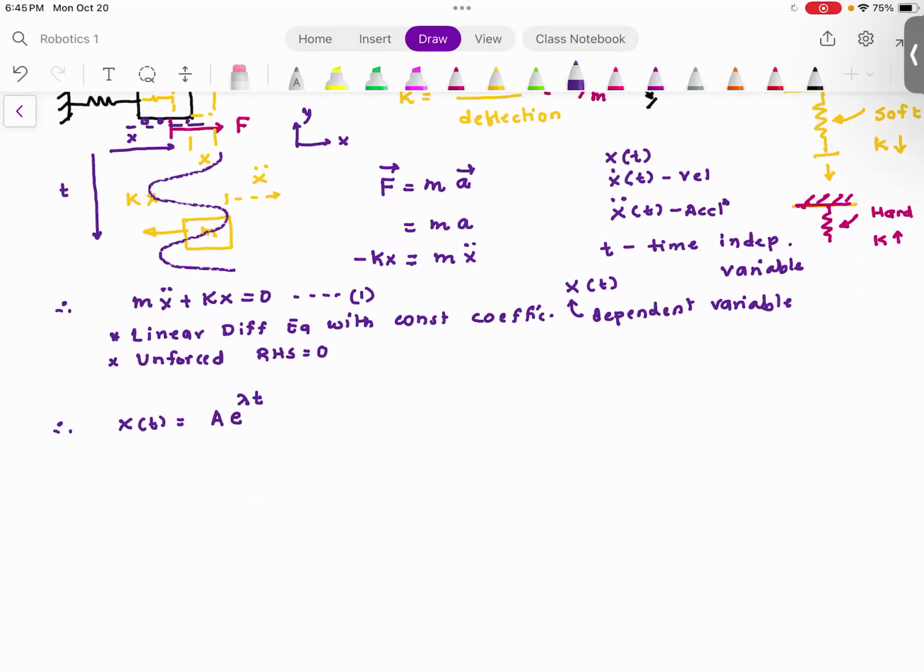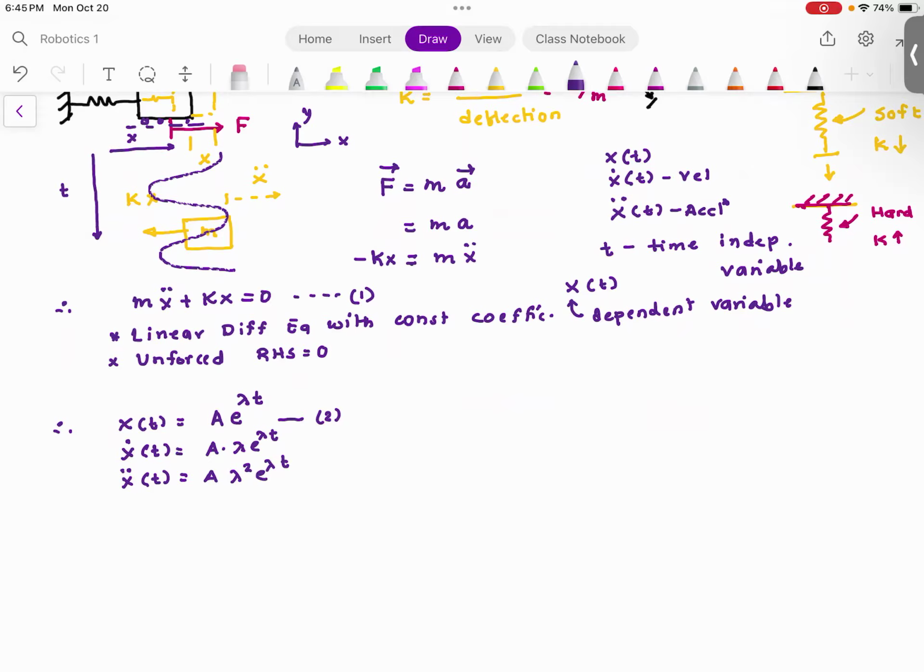Now then, you take x of t is equal to a e to the lambda t. x dot of t is going to be the constant a times the derivative of e to the lambda t, which is lambda e to the lambda t. x double dot of t is again the second derivative, a lambda square e to the lambda t. Do you agree with me?